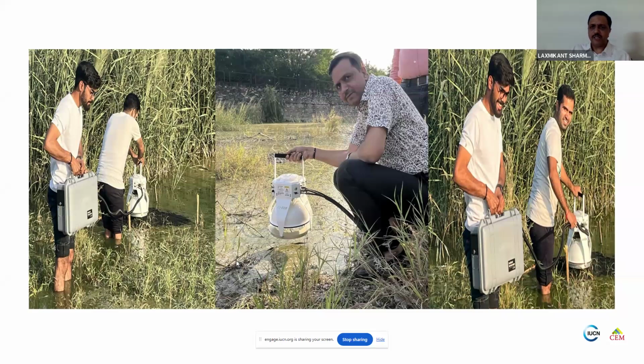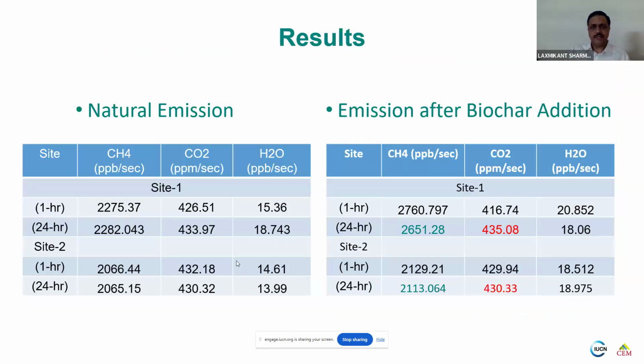We have found that this study can be a potential source for the mitigation of climate change and adaptation mechanism in terms of the reduction of emission. You see, the result I'm showing to you is a very, very preliminary result.